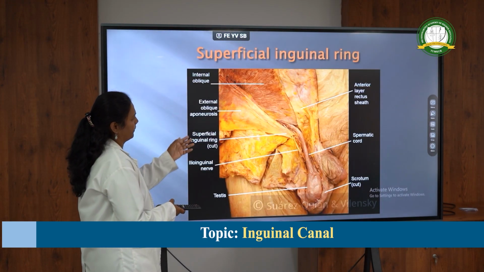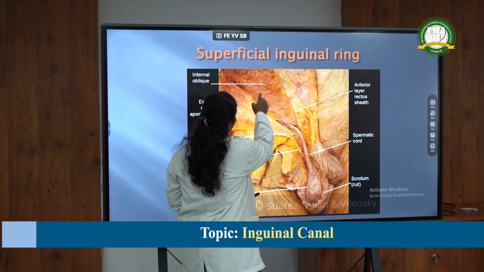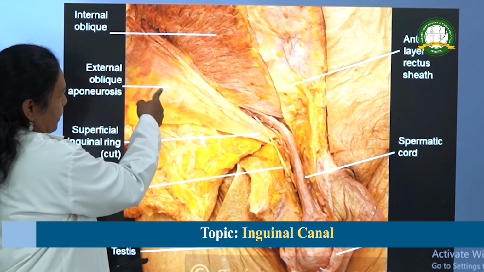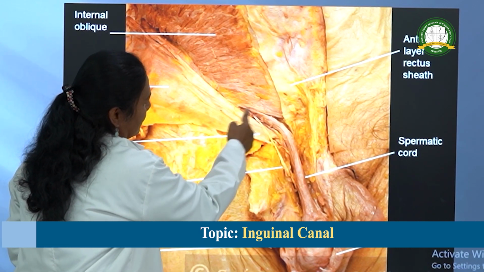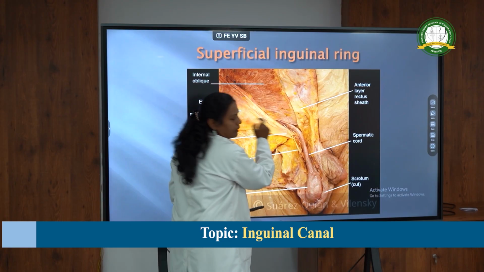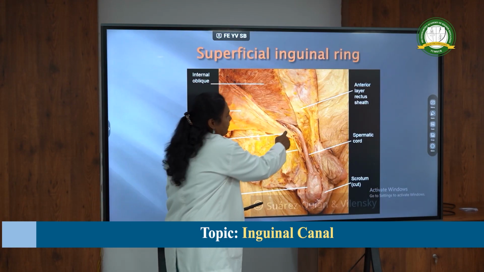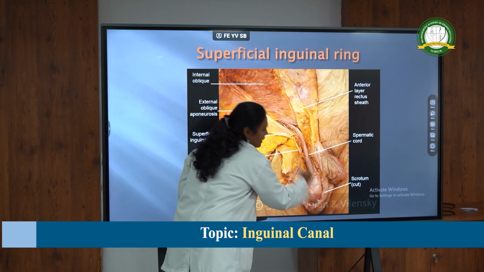Okay, so in this image you can appreciate the external oblique aponeurosis. This is the aperture, superficial inguinal ring. Here is the cut part of the superficial inguinal ring from where the content of the inguinal canal, that is the spermatic cord, is emerging out and suspending the testis in the scrotum.